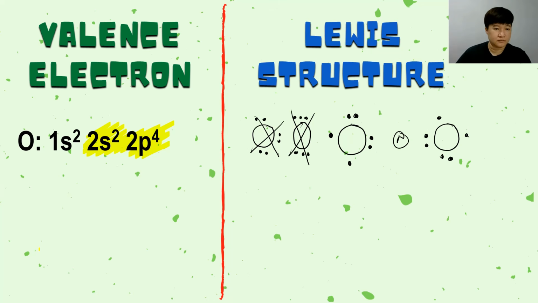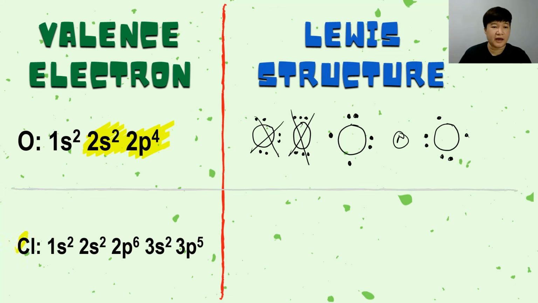Okay. Next and last but not least for this example, we have chlorine. And your chlorine valence electrons over here, 3s2, 3p5. And your Lewis structure of the chlorine should look something like this. You have your Cl. You can have single first. Of course, you need to put in single first. And then you pair up.